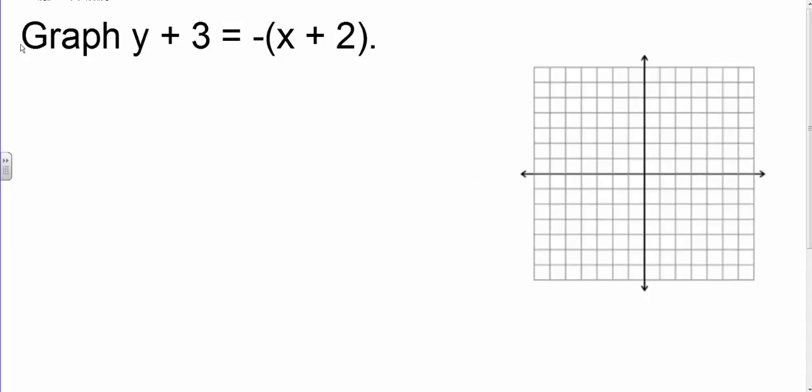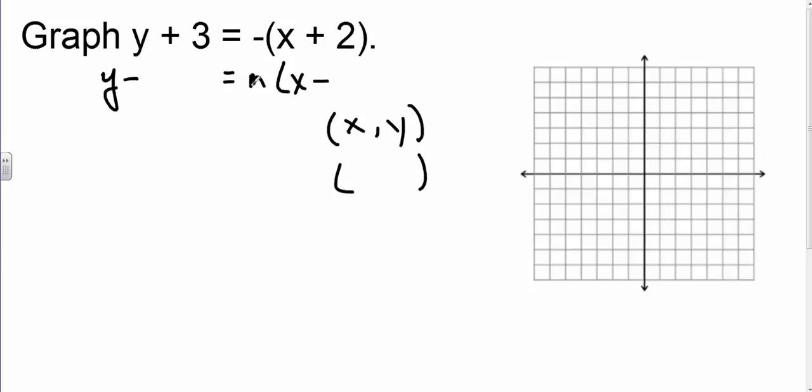Guess what? Your turn. Pause the video. Do this one and then come back and let's see how you did. Alright, so we start out with y minus equals slope times x minus. And we need a point, an x and a y.